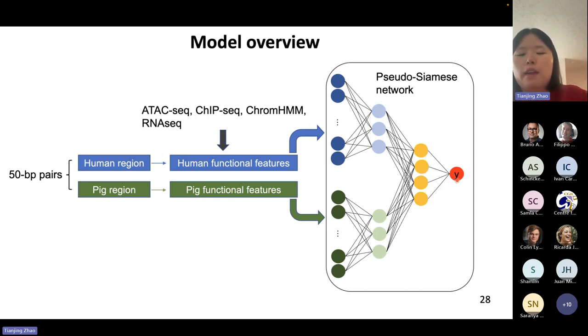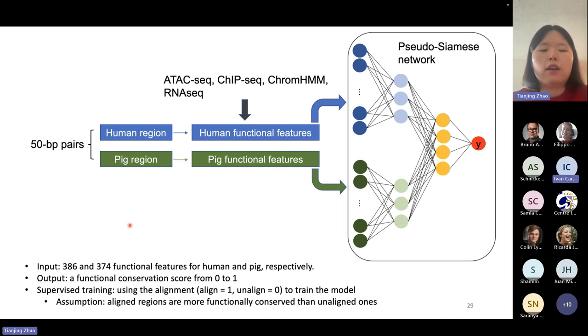And here Y is 0 and 1. 1 means these two regions are likely to have similar function. And 0 means these two regions are unlikely to have similar function. When we train the model, we actually transform the binary 0, 1 into a score between 0 and 1. And that score, we call it the score for the functional conservation between human and pig. In our neural network, we have about 400 functional features for both human and pig. And here we use the alignment to represent whether they are likely to have similar or dissimilar functions.